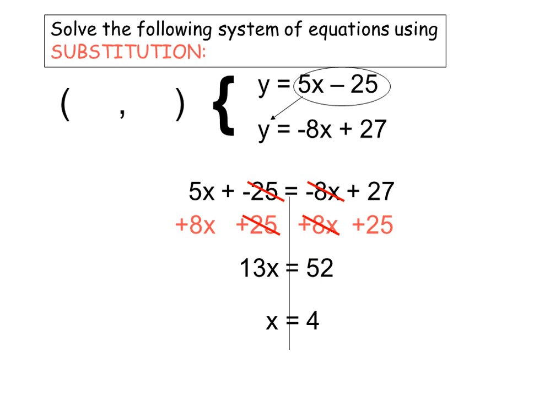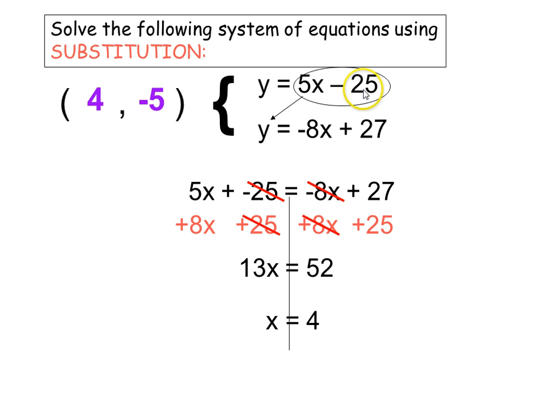So what this means is that the x coordinate of our solution is 4. I know that x has to be 4. And now that I know that x is 4, I can go back to our original equations, y equals 5x minus 25 and y equals negative 8x plus 27, and plug in 4 for x because I have found that x needs to be 4. So I can plug it into either equation. It doesn't matter because it's a solution to both of them. And I'm going to find that the y value will have to be negative 5 because if I do 5 times 4, that is 20.